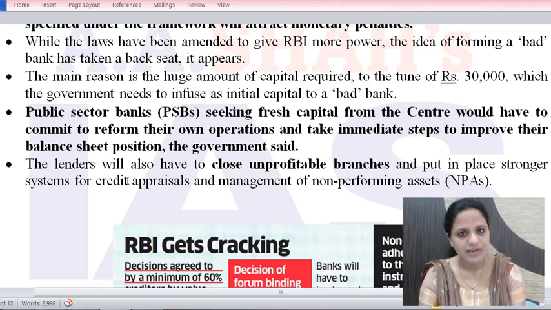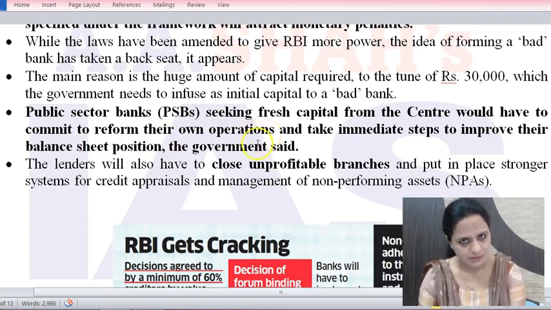So please refer to the 4th May video in which we have discussed what stressed assets, non-performing assets, restructured assets, and write-offs are. So in write-offs, it is done through bank capitalization given by the government to these public sector banks. So here also the government has said that this fresh capital will be provided to public sector banks provided they commit to reform their own operations.